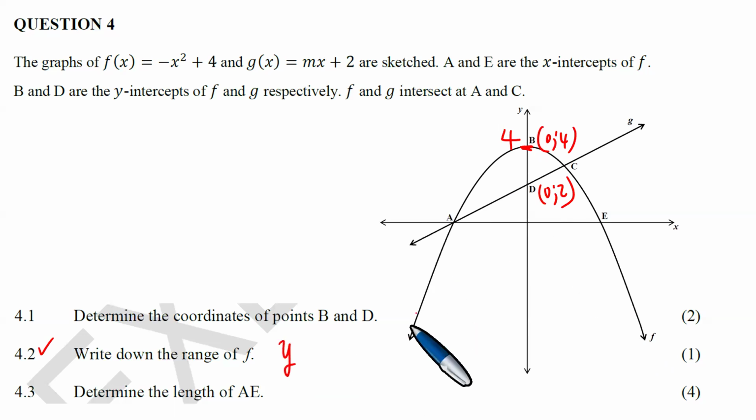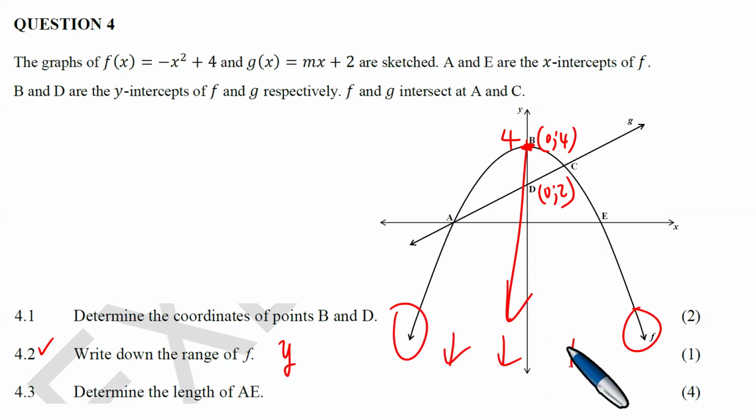Okay, that's fine. Now the range is the set of y values for which this graph is defined, so the set of all outputs of this function. You can see it starts at 4 at the turning point, and then it keeps going down, down, down, down. In other words, y takes values smaller than 4. So y is less than 4.